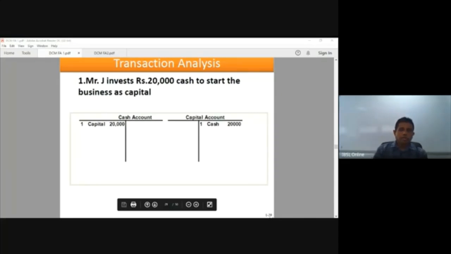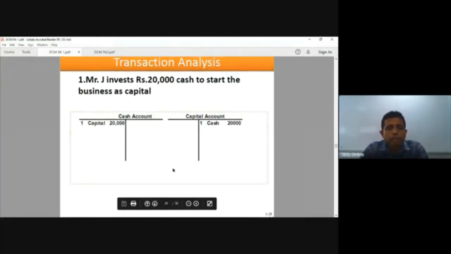Right. We'll again start the session. Up to now, we have identified under accounting the main three categories of accounts and their characteristics, and how we have to debit or credit the respective accounts when we come across a transaction.